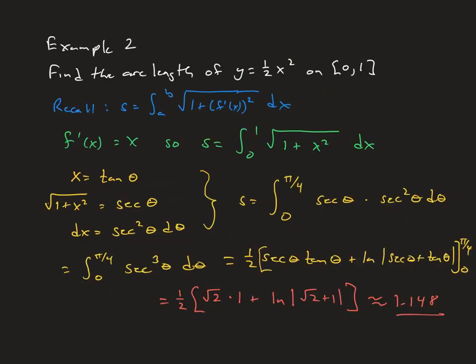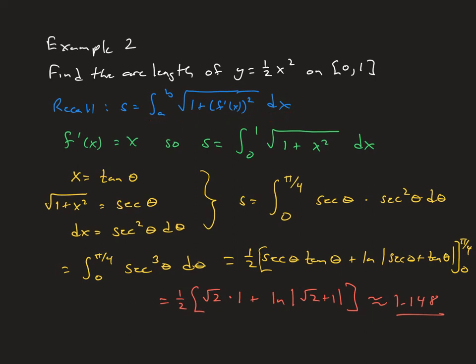Now this particular example, example 2 here, is an example of an application problem. I've already done all the work, so I'll talk it through. I want to find the arc length of y equals 1/2 x squared on the interval from 0 to 1. This is a nice, easy problem to work with, because if you recall, arc length is equal to this.